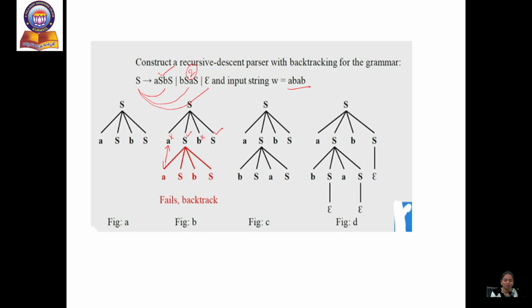So again now it goes for the second production of the given grammar. So now in the place of S, it is going to elaborate by using BSAS. So now it will check AB. So AB is there, so the first two characters of the given string are matched. So next B is there, S is there, and again A is there, and again B is there. So here again three non-terminals are there where we can elaborate. First one is this one, second one is this one, and the third one is this one.